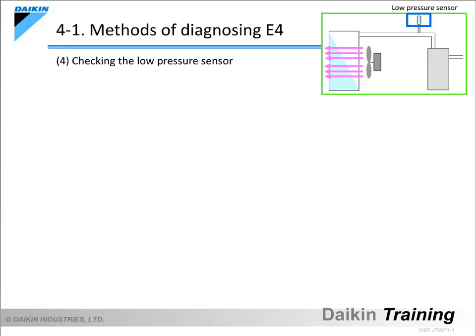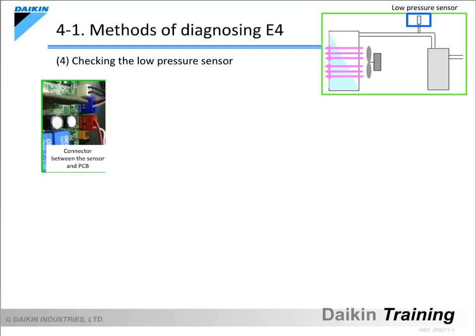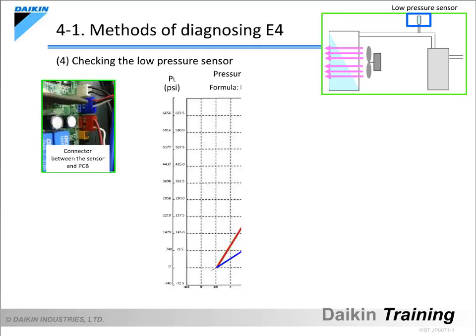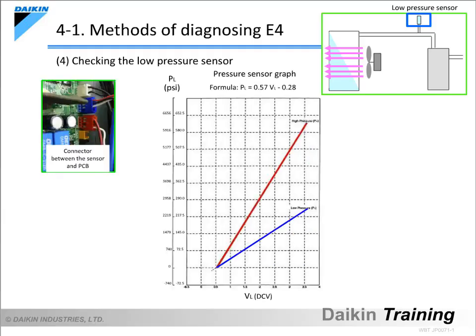If the pressure detected by the sensor differs from the actual pressure, the low pressure sensor fails to control the low pressure and results in the E4 code. The pressure detected by the low pressure sensor can be obtained using the graph or formula in the service manual, based on the DC voltage measured at the connector between the sensor and the PCB.